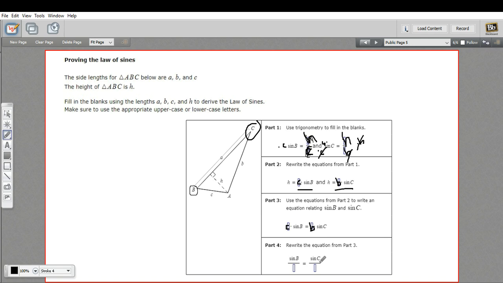And then the last thing we're going to do is divide by bc. We're allowed to do this because we're dividing both sides of an equation by the same thing. When we do that, we can cancel the c here and we can cancel the b here, and voila, you have the sine of b over b equals the sine of c over c. That is the law of sines, and that's what you get here in your last step. So that's a problem where we step by step show a proof of the law of sines.